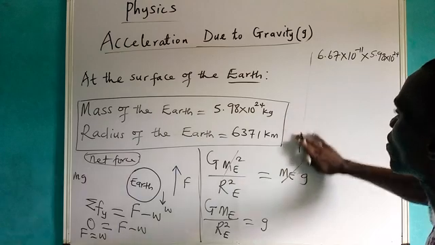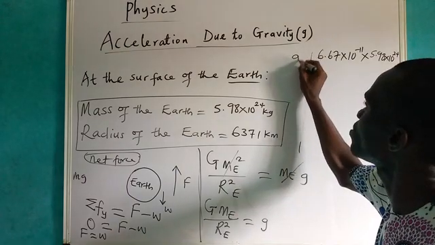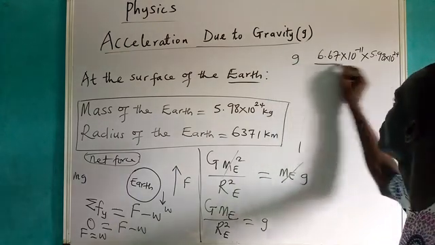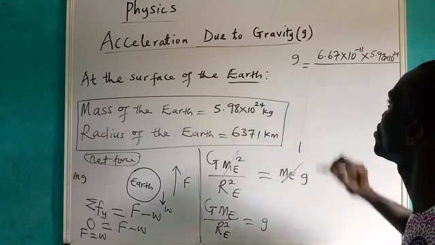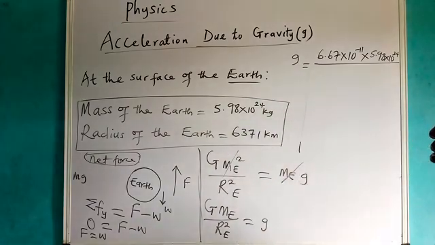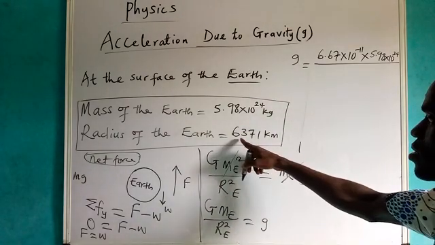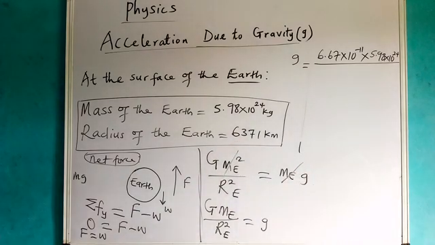Please don't forget, this is our G. Now, what is the radius of the Earth? The radius of the Earth is simply 6,371 kilometers. We don't want kilometers.